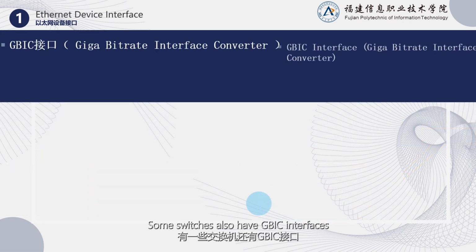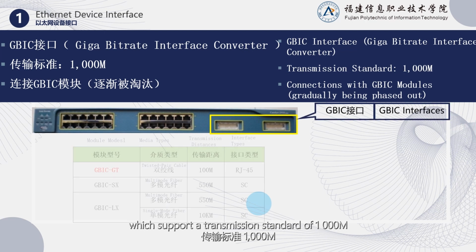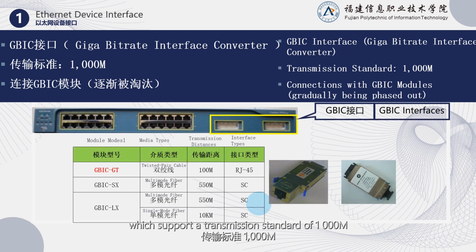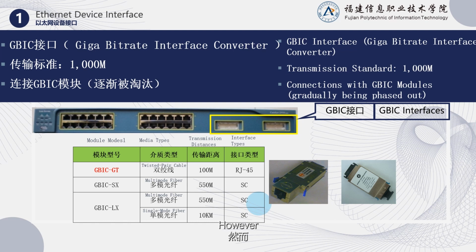Some switches also have GBIC interfaces, which support a transmission standard of 1000 M. By connecting GBIC modules, these interfaces can be used for both twisted pair cables and optical fiber modules. However, due to their large form factor, these interfaces are gradually being phased out.